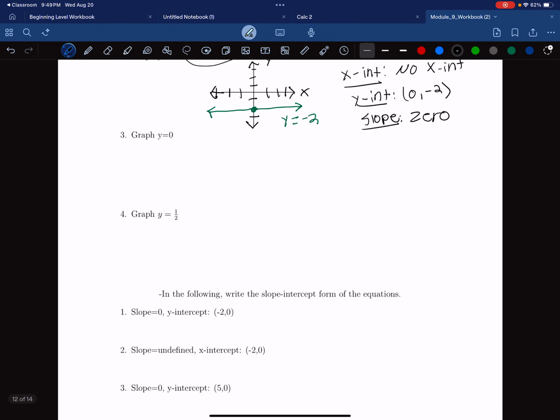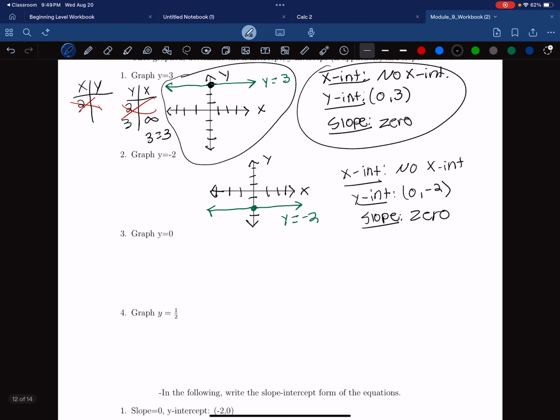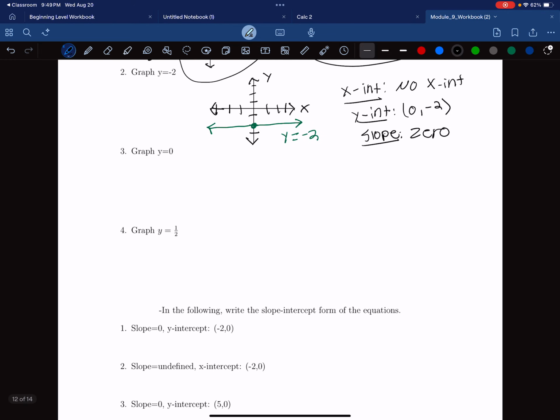Looking at examples 3 and 4, now that you get a general idea of what's happening, I encourage you to pause the video and try these problems on your own. And let's work through it. So, let's graph y = 0.